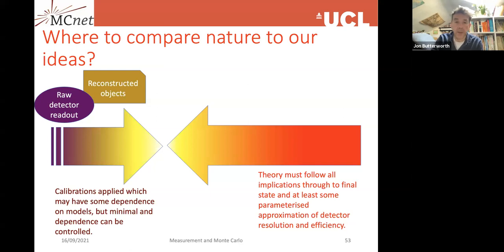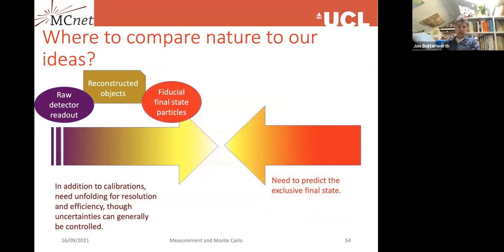In addition to that, what you can do is this unfolding step, which I described earlier. So you invert the migration matrix that you've evaluated using your detector simulation, and you attempt to recover the fiducial final state particles. Again, that's usually quite well controllable. There's an extra model dependence built in through that unfolding procedure, but if you do it correctly, you can make it very, very small. You can make it effectively negligible. And what's left you can characterize within some systematic uncertainty.